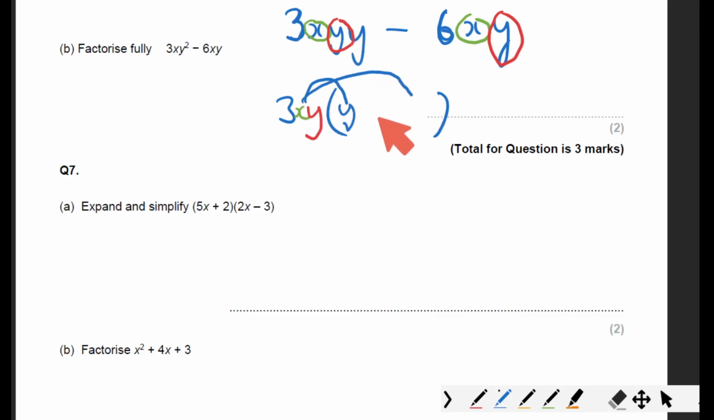Right, let's carry on. Don't forget the minus. Right, 3xy times something to give me 6xy. There's no need to put any letters here because everything's circled. It's just 2. Because 3 times 2 is 6 and you just got the xy. Right, that's been fully factorized.